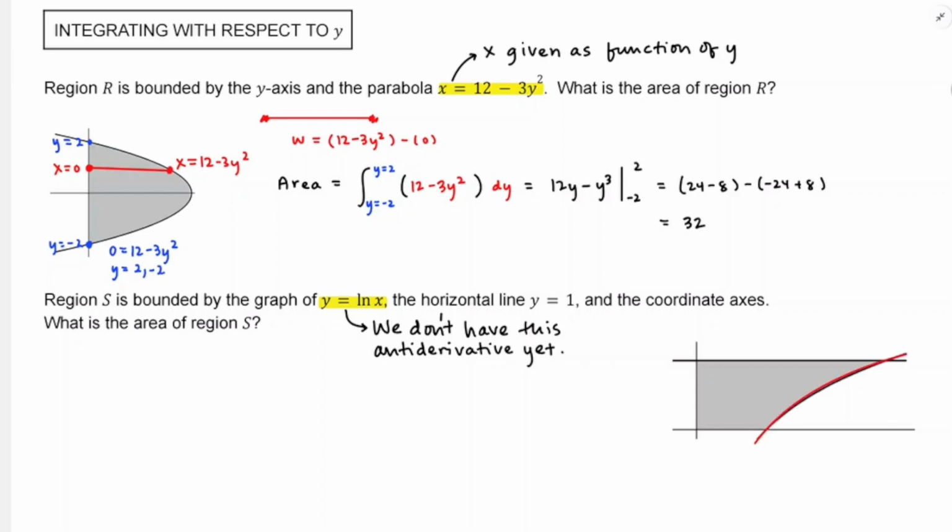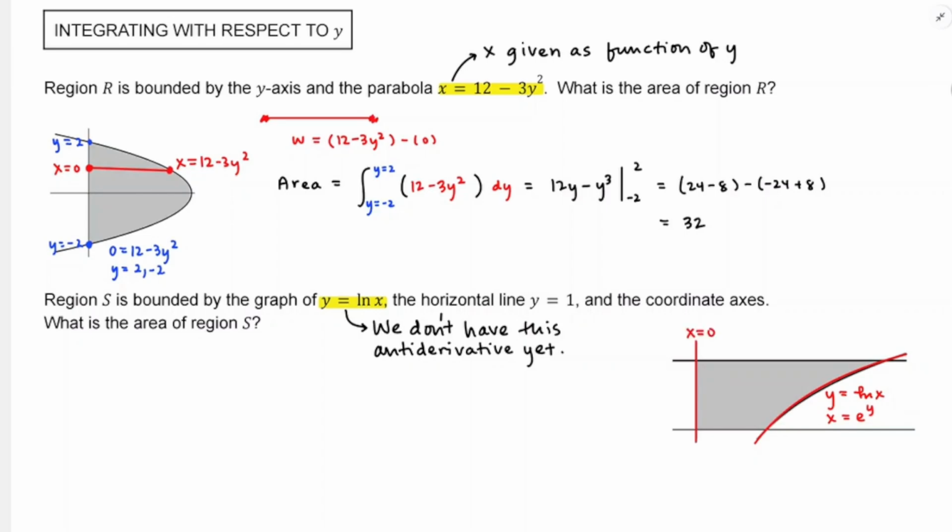So I've got this curve here, and this is y equals natural log x. On the other one, we already had x written as a function of y. If we're going to write our integral with respect to y, we're going to need to solve for x. So y equals log x. How do I solve for x? I take e to both sides. So x equals e to the y. And then I'm going to label the left edge of S, and that would be just x equals 0.